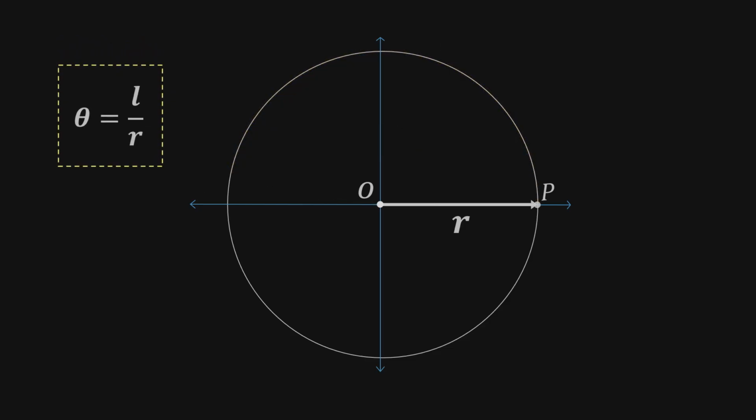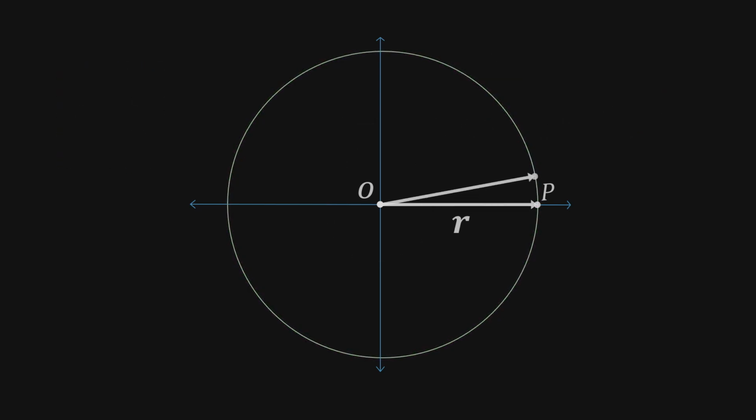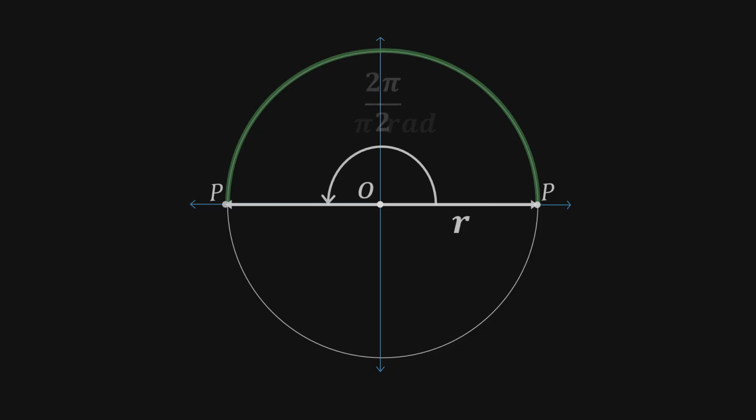By applying this formula to a complete revolution, in which point P travels a distance equal to the circle's circumference, which is 2 pi r. If we divide this distance 2 pi r by the radius r, the r cancels out. This means a complete revolution forms an angle of exactly 2 pi radians at the center. Now, if the ray completes only a half revolution, point P covers half the circumference, forming exactly half of that angle, which is pi radians.